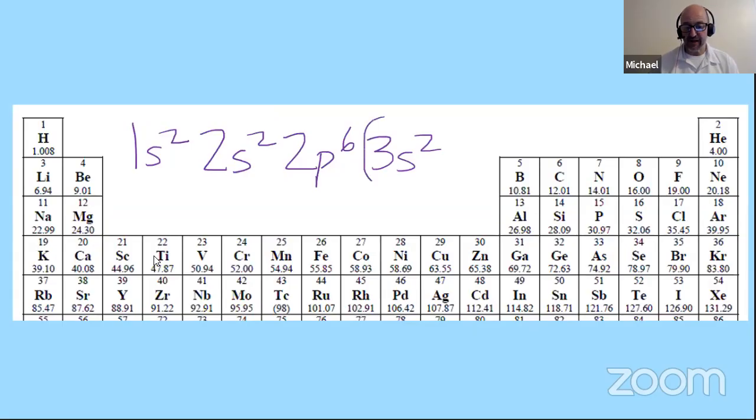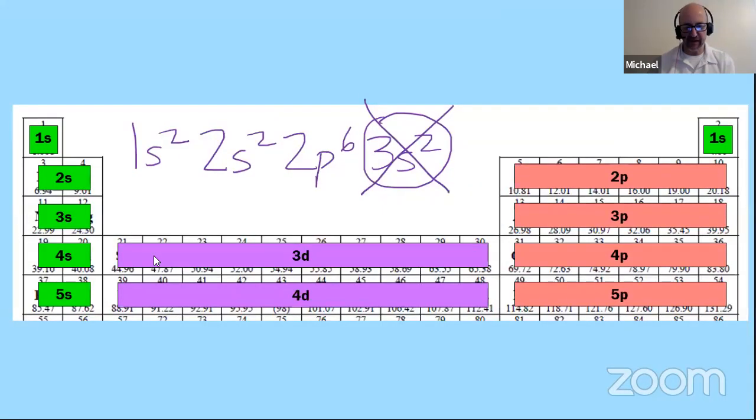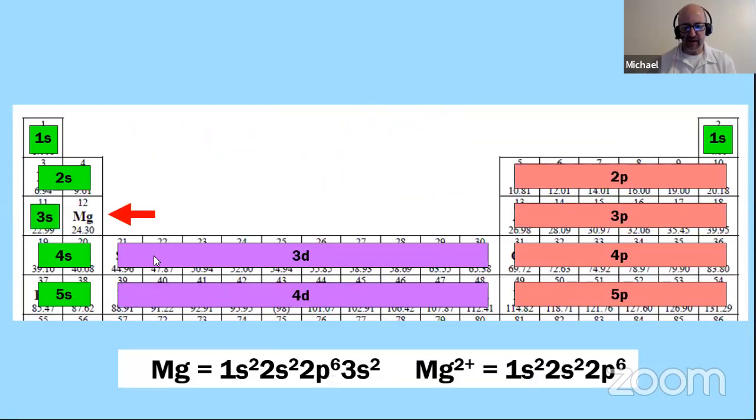But since we are talking about magnesium with a 2+ charge, then you would not include the 3s. So your electron configuration would look something like this. For magnesium, 1s2, 2s2, 2p6, and then you would stop right there. That's exactly how many electrons the magnesium 2+ ion has.